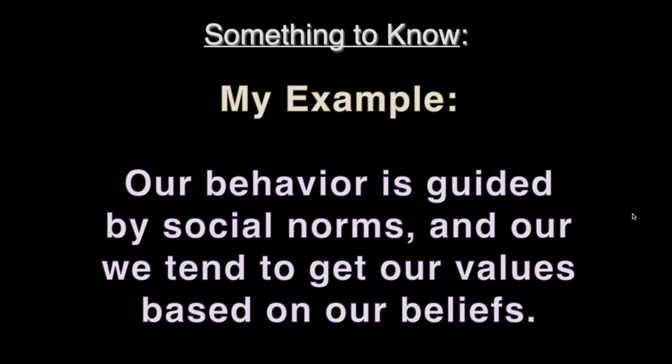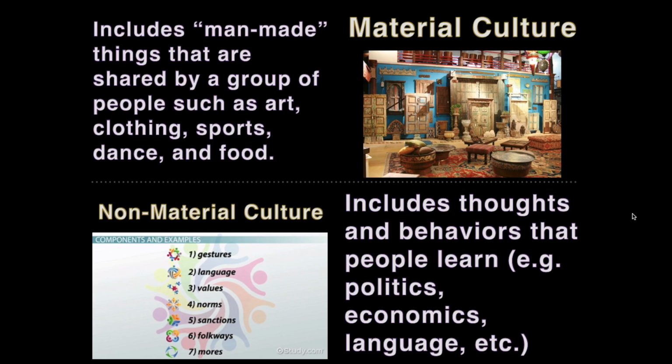So my example, it's not perfect, but it's that our behavior is guided by social norms, and we tend to get our values based on our beliefs. I have all 4 of those words used accurately in this sentence. And you notice I said social norms instead of norms. Oftentimes we see norms with social in it because they're socially constructed, socially enforced. Social meaning with multiple people.